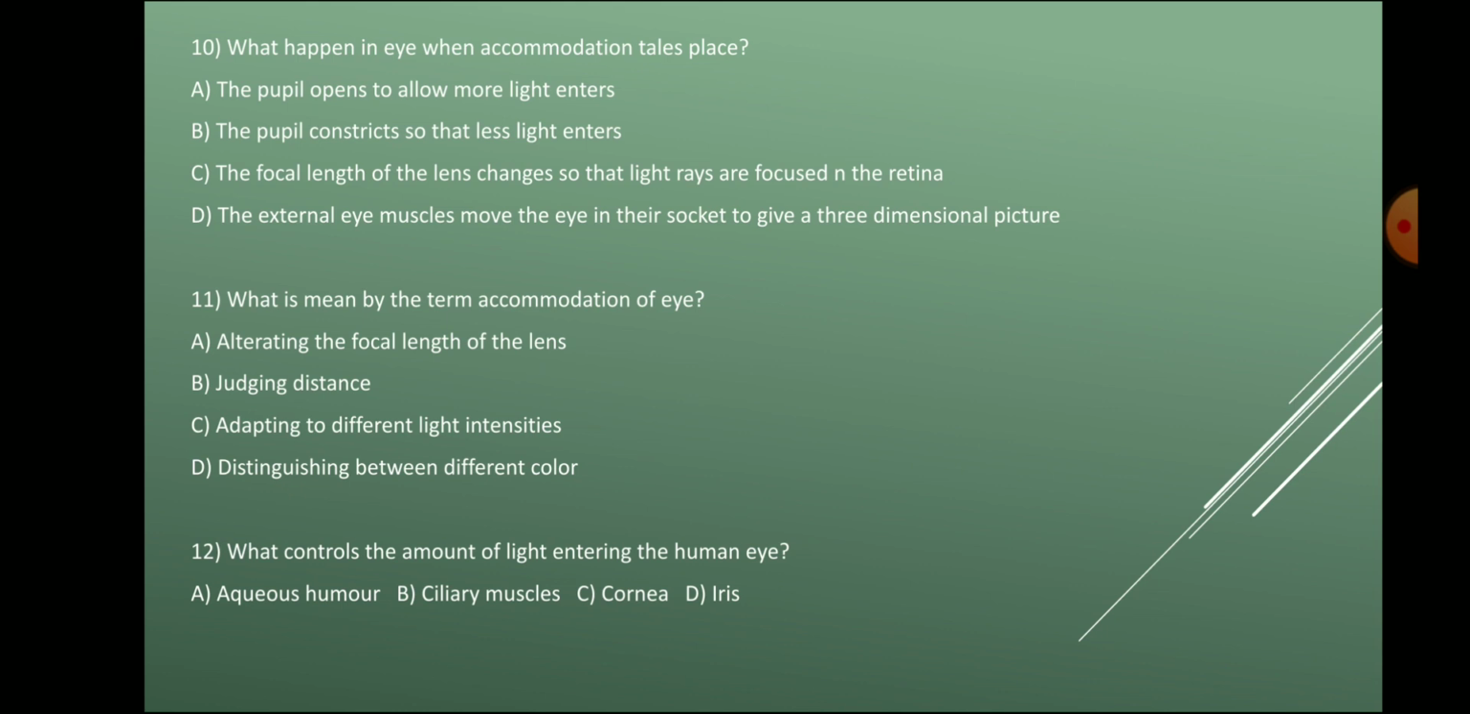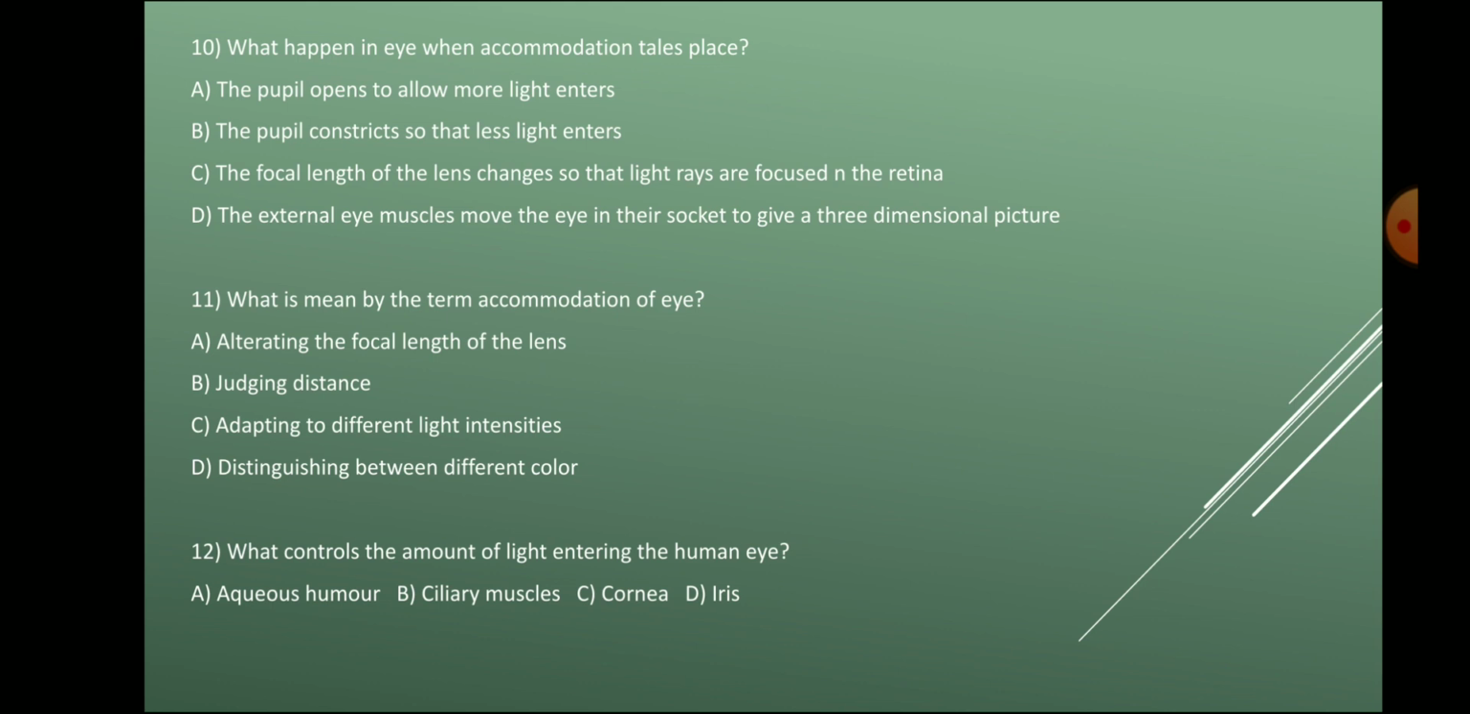So during accommodation, the focal length of the lens changes, and with the help of this adjustment, formation of the images of the objects takes place on the retina layer. So the correct option is nothing but A.